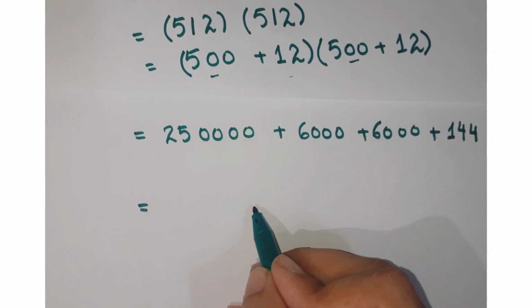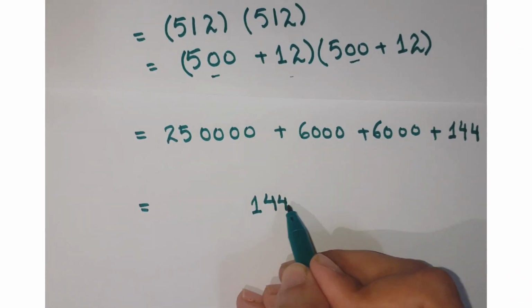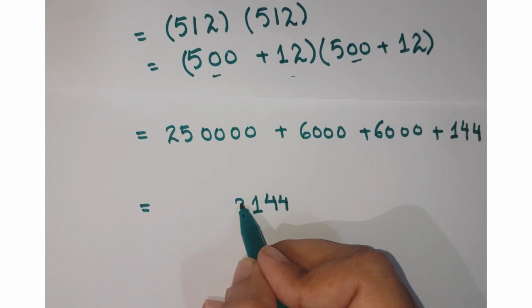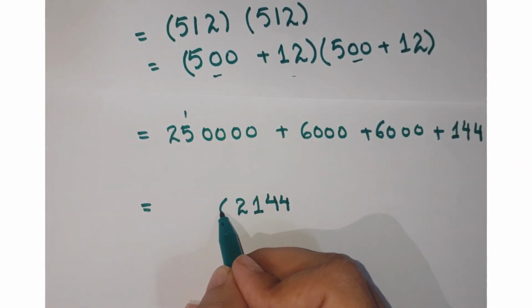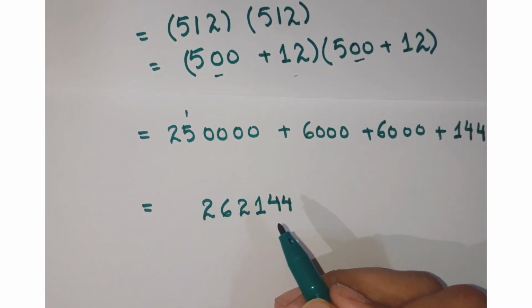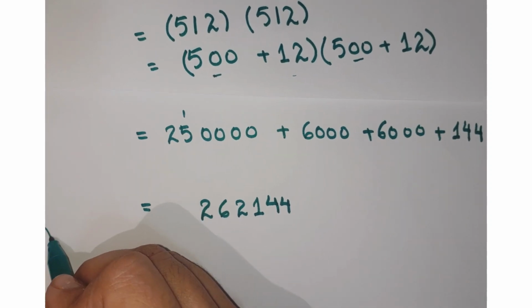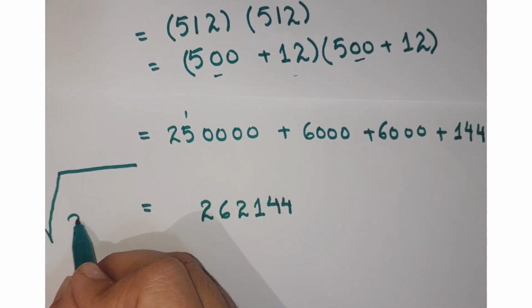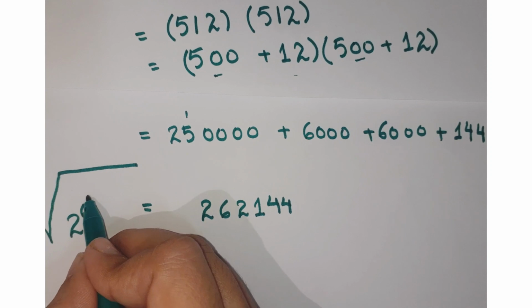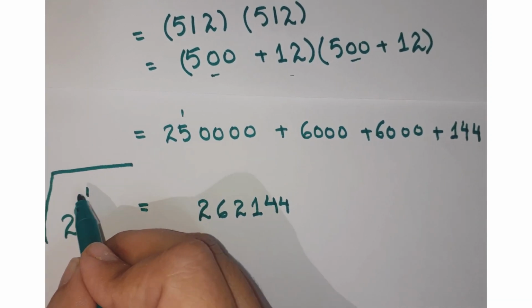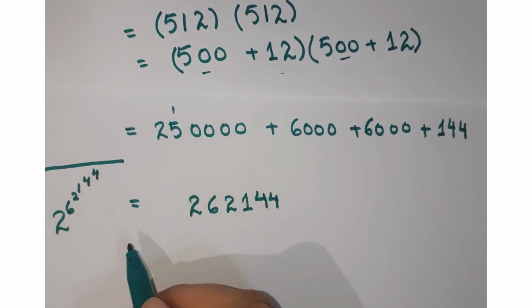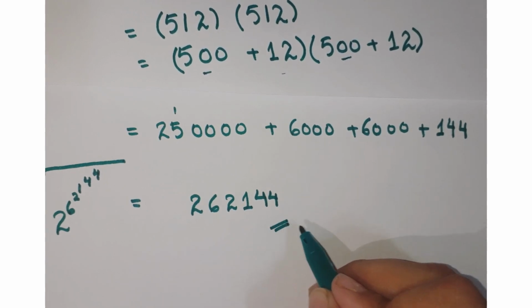These are 4 zeros here. You put here 144, and here 6 and 6 make 12, and here you get 262144. So the answer of the question, 2 to the power 6 to the power 2 to the power 1 to the power 4 to the power 4, is equal to this.